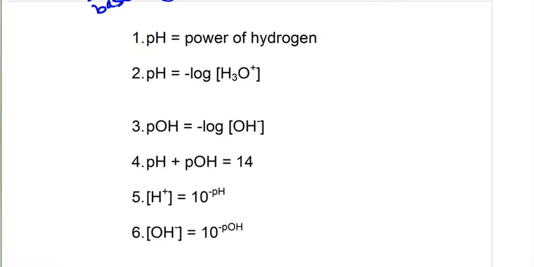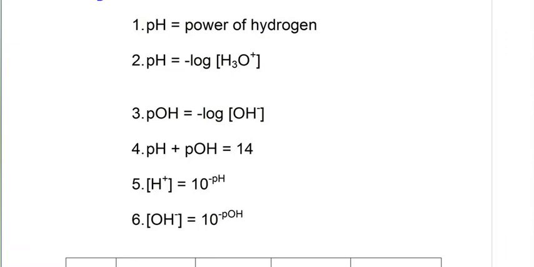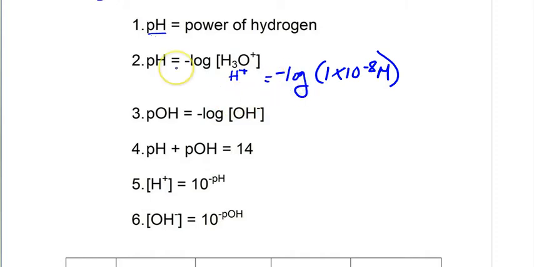So these are some of the things that you should have taken away from your activity today. And that is pH is power of hydrogen, is how much hydrogen ion you have in solution. These are some different ways of calculating things. You should know that pH is equal to the negative log of your hydronium ion or hydrogen ion concentration. So if I know how much my hydrogen ion concentration is, I should be able to calculate my pH. So if I know that I have 1 times 10 to the negative 8th molarity of hydrogen ion, take the negative log of that, and I would be able to calculate my pH, which would then be 8.